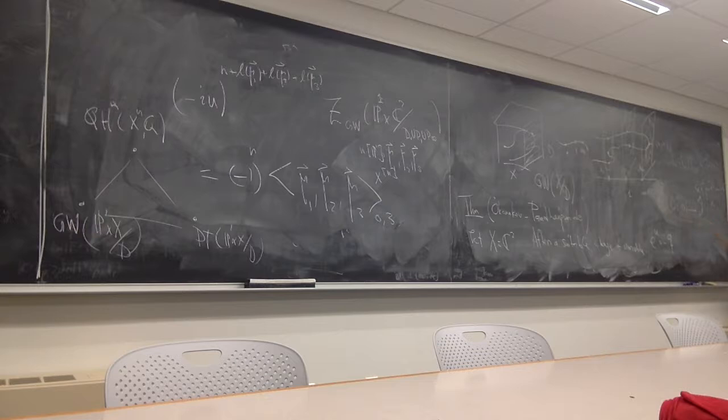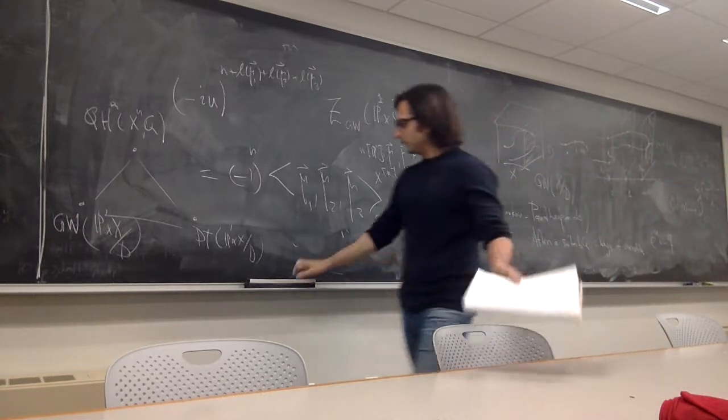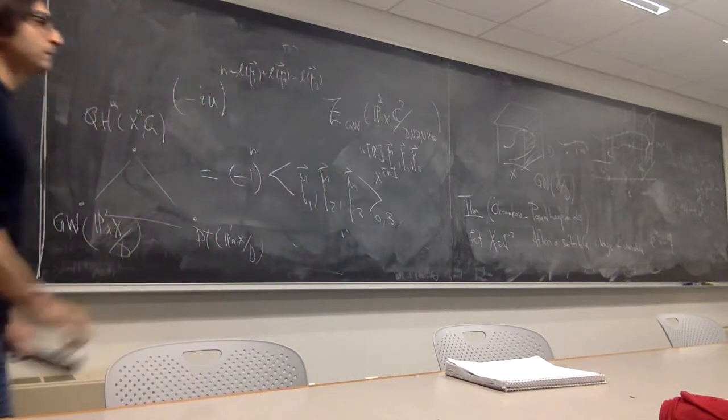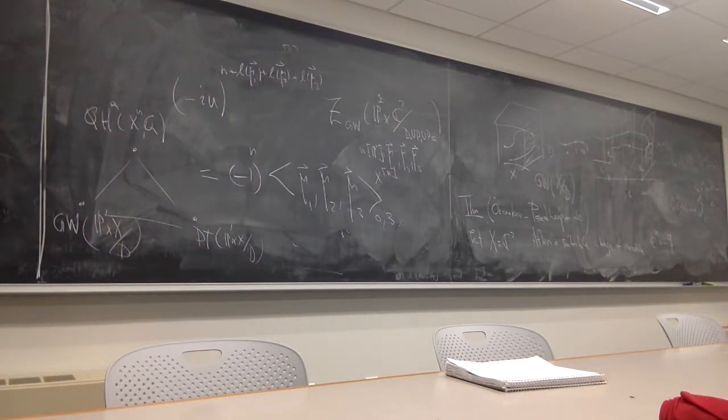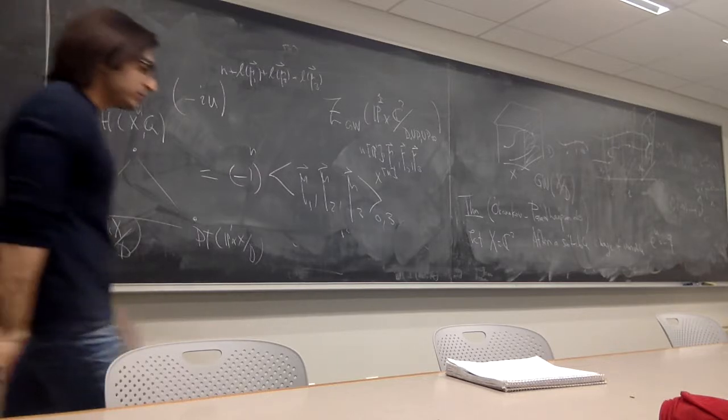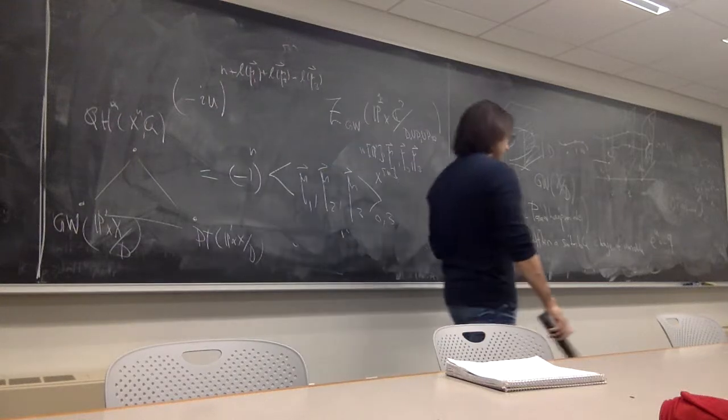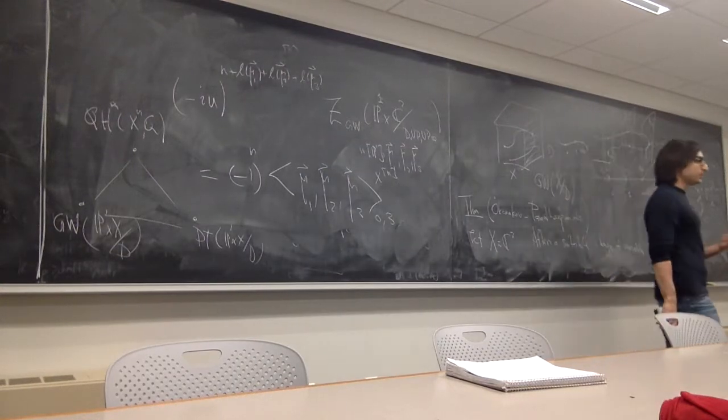I'm a little bit confused, because then why is the GW/DT equivalence hard? Because it seems to me that they're counting the same kind of thing. They are counting the same kind of thing, but remember that these are counting objects with different stability conditions.